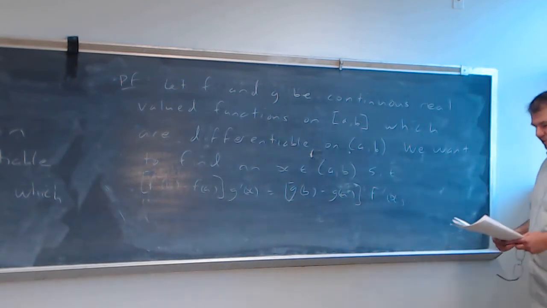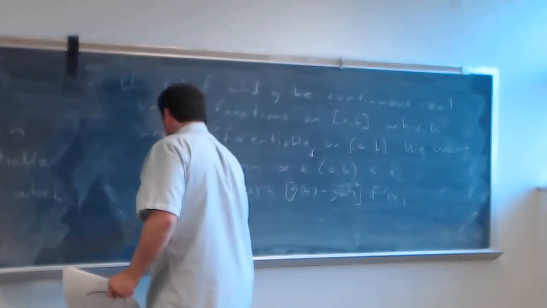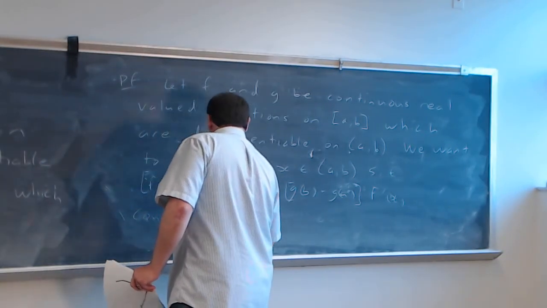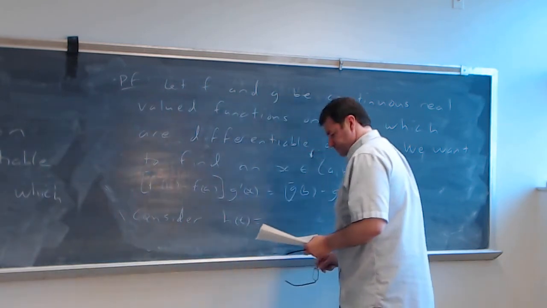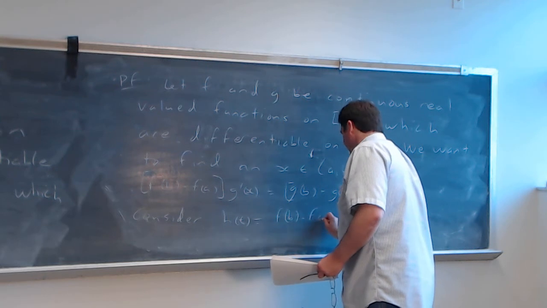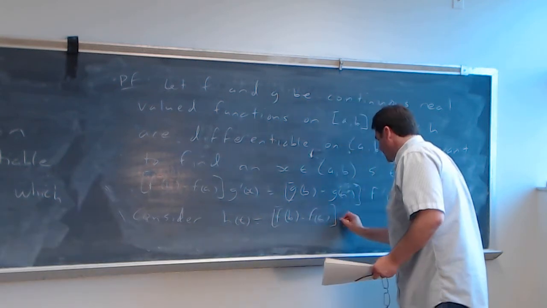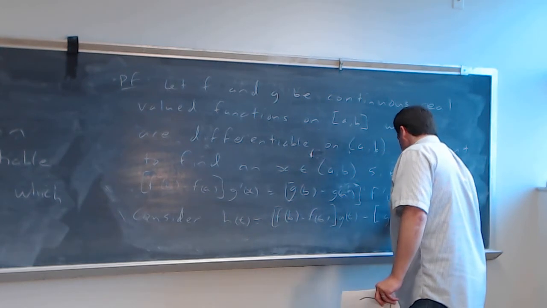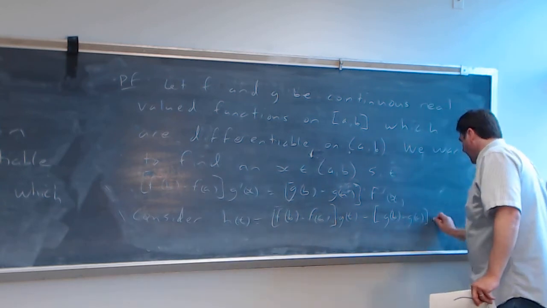In order to help us do this, we will consider the following function. Consider h of t equal to f of b minus f of a, that times g of t, minus g of b minus g of a times f of t.